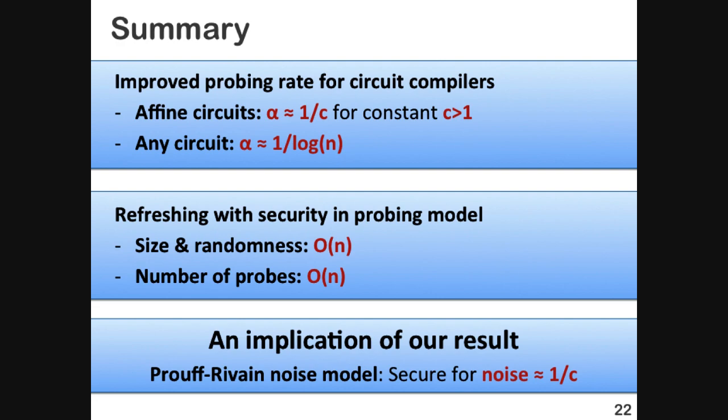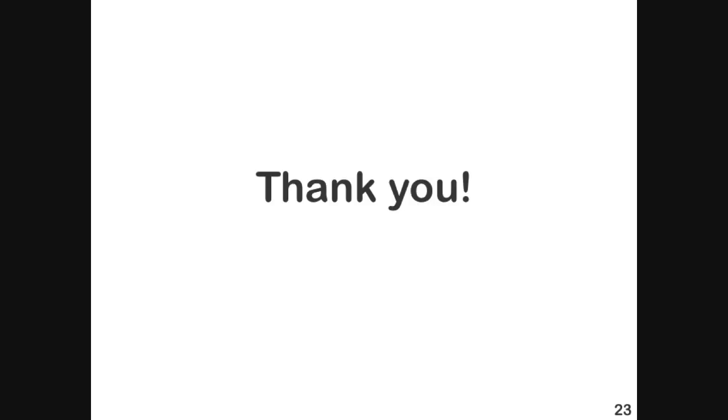And also it has nice implications to this very important work of Prouff and Rivain on the noisy leakage model, because we can have this kind of rate here. We can actually show that we can, in the end, achieve security for optimal noise rate 1 divided by some constant C. That concludes my talk. Thanks a lot.